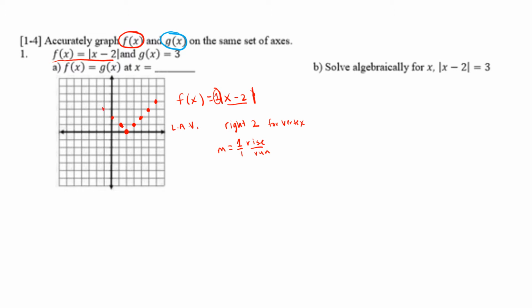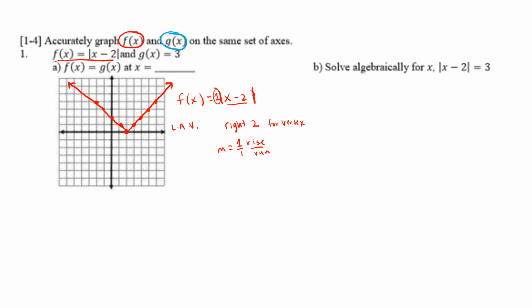Now it might have been strategic for us to graph the vertical or that horizontal line first, just so then we knew how far to go there. I would recommend using a straight edge while you're graphing these so you don't end up getting something wonky like that. But that's our absolute value graph.